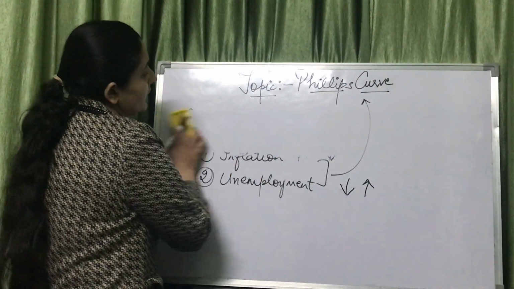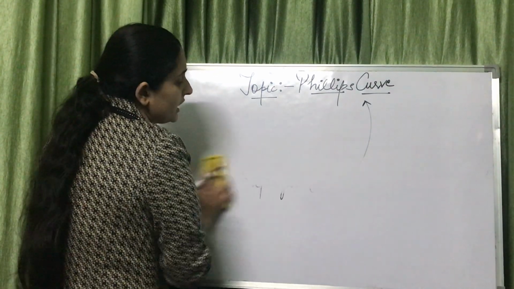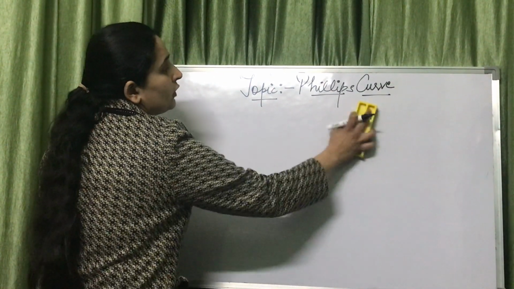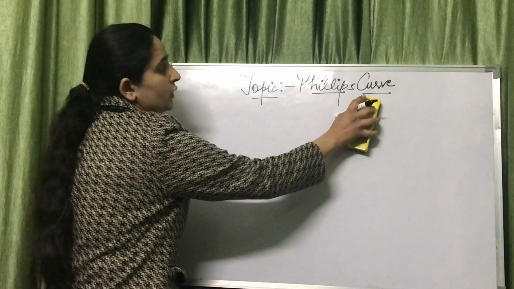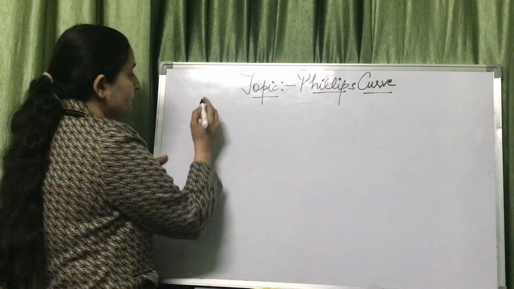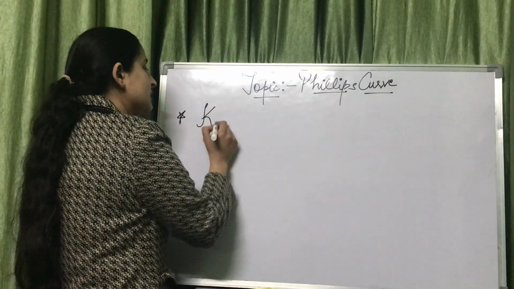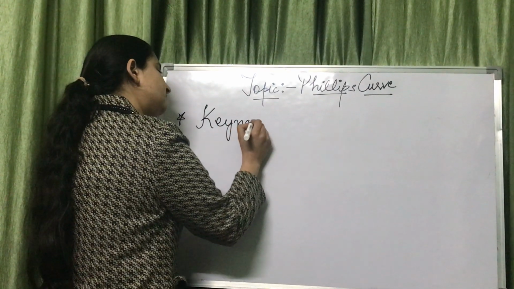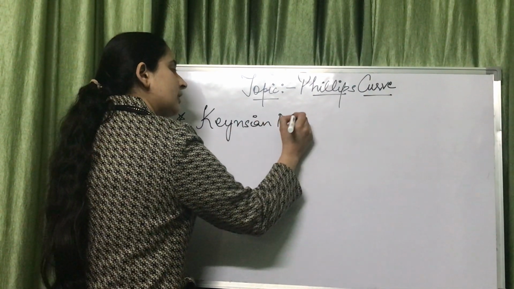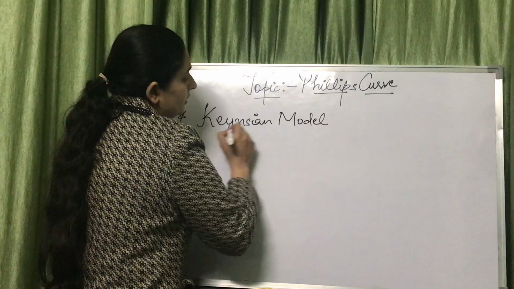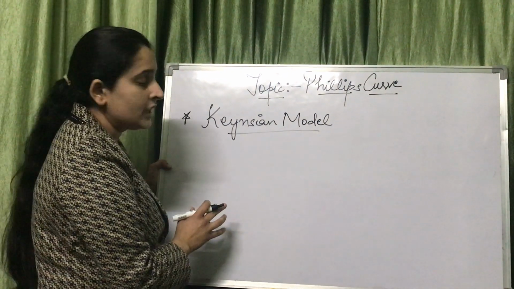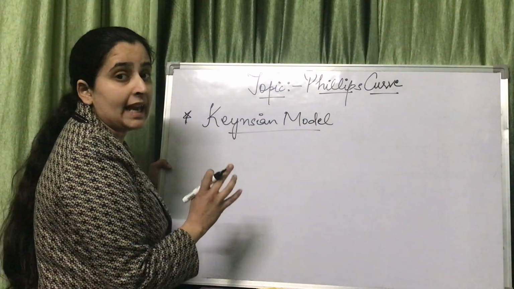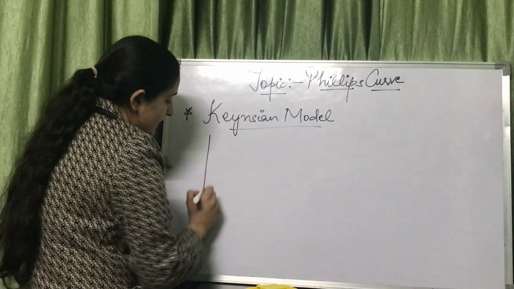For that we need to understand the Keynesian theory. Not exactly, we will not go into much detail; we will give you a brief introduction. So what did Keynes say? Keynes said that the aggregate supply curve is of inverse L shape, like this. I'll draw it.